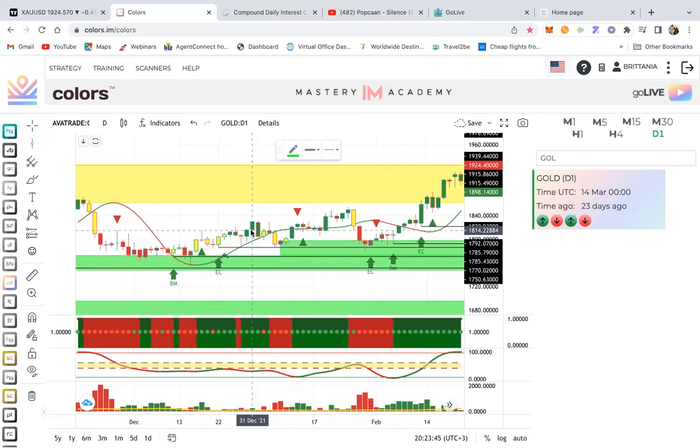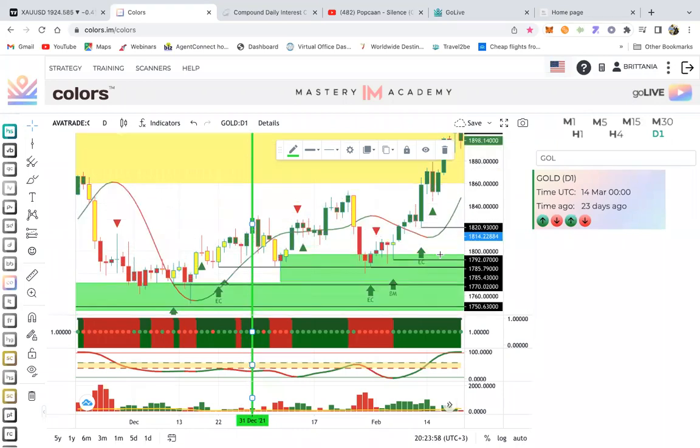So what you would do is drop your vertical line right here, and this is where you would enter the market, right? Drop a number 1 if you see that, guys, especially if you're new. Let me know if you did see this. All right.